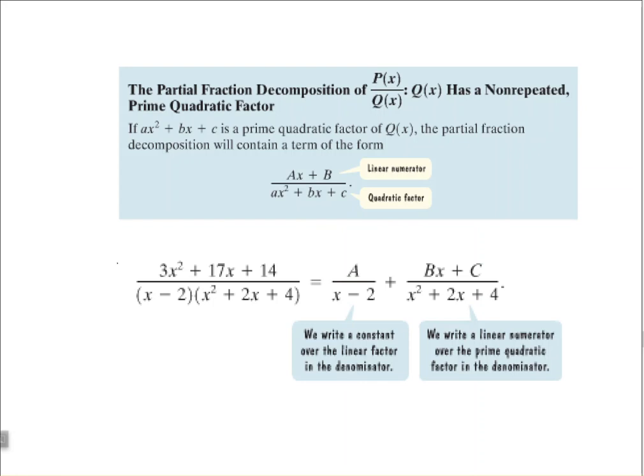So an example here of how we are going to set this up is if we have 3x squared plus 17x plus 14 over x minus 2 times x squared plus 2x plus 4, then we would set this up as a over the x minus 2, the linear factor, plus bx plus c over whatever the quadratic factor is. So a over the linear factor, if we have a linear factor, and bx plus c over the quadratic factor.